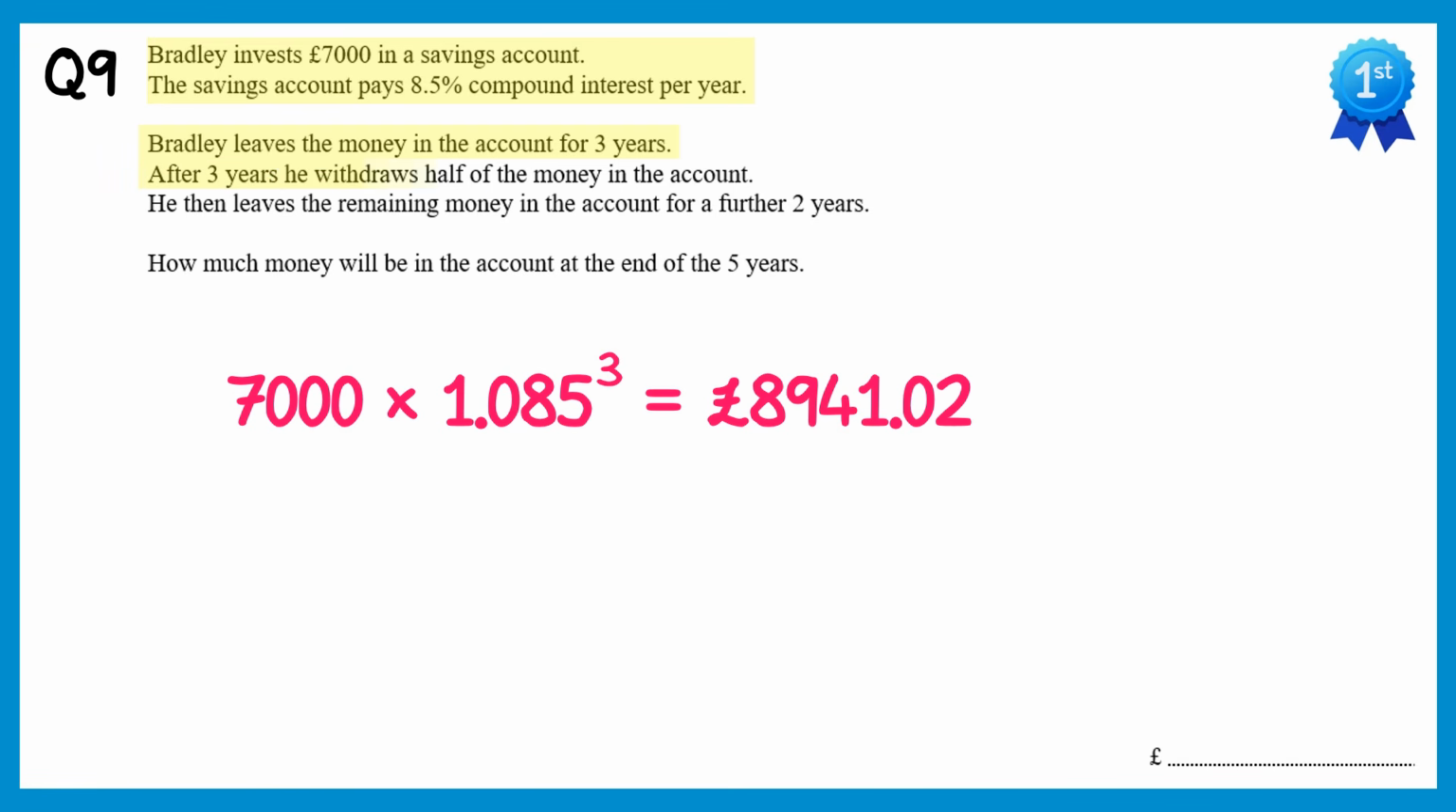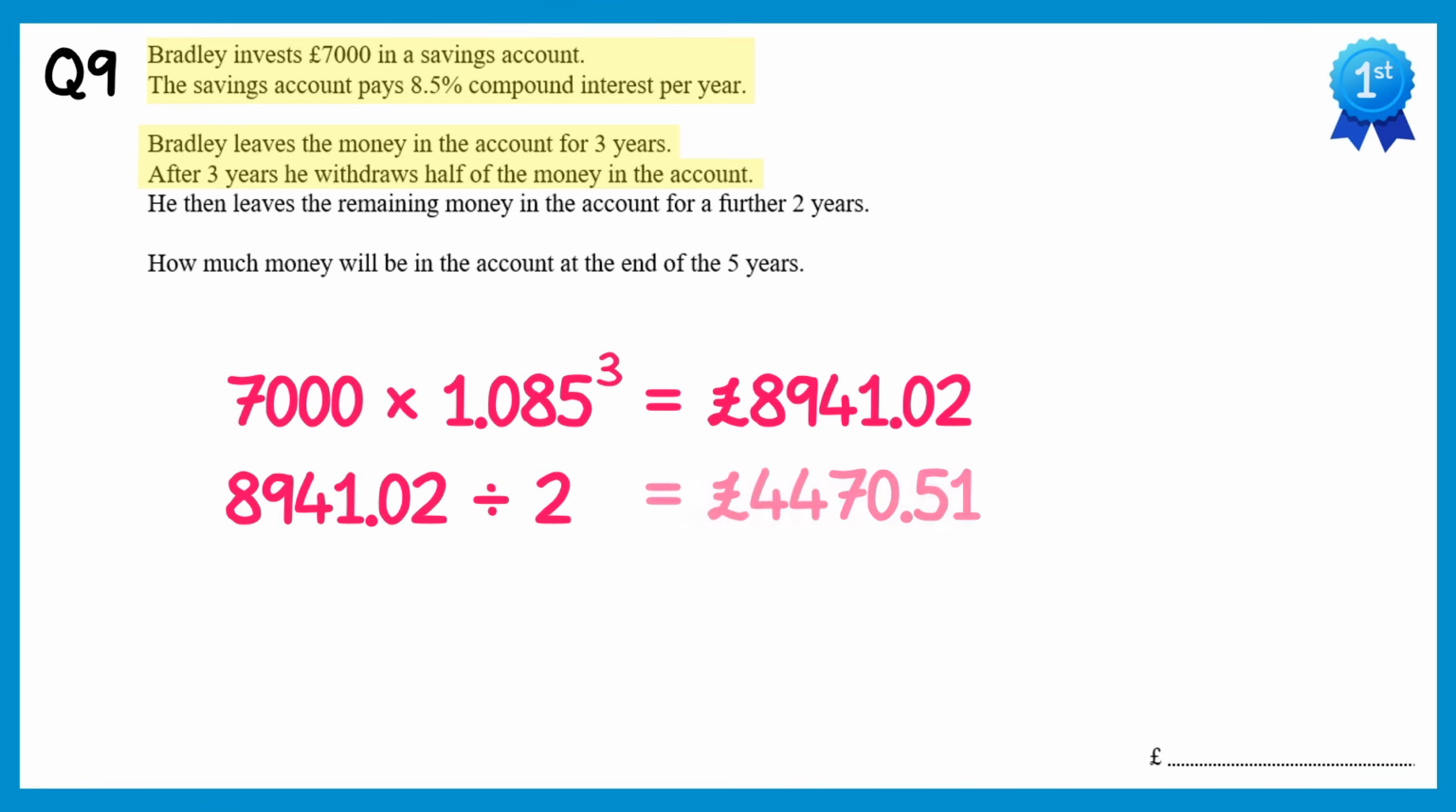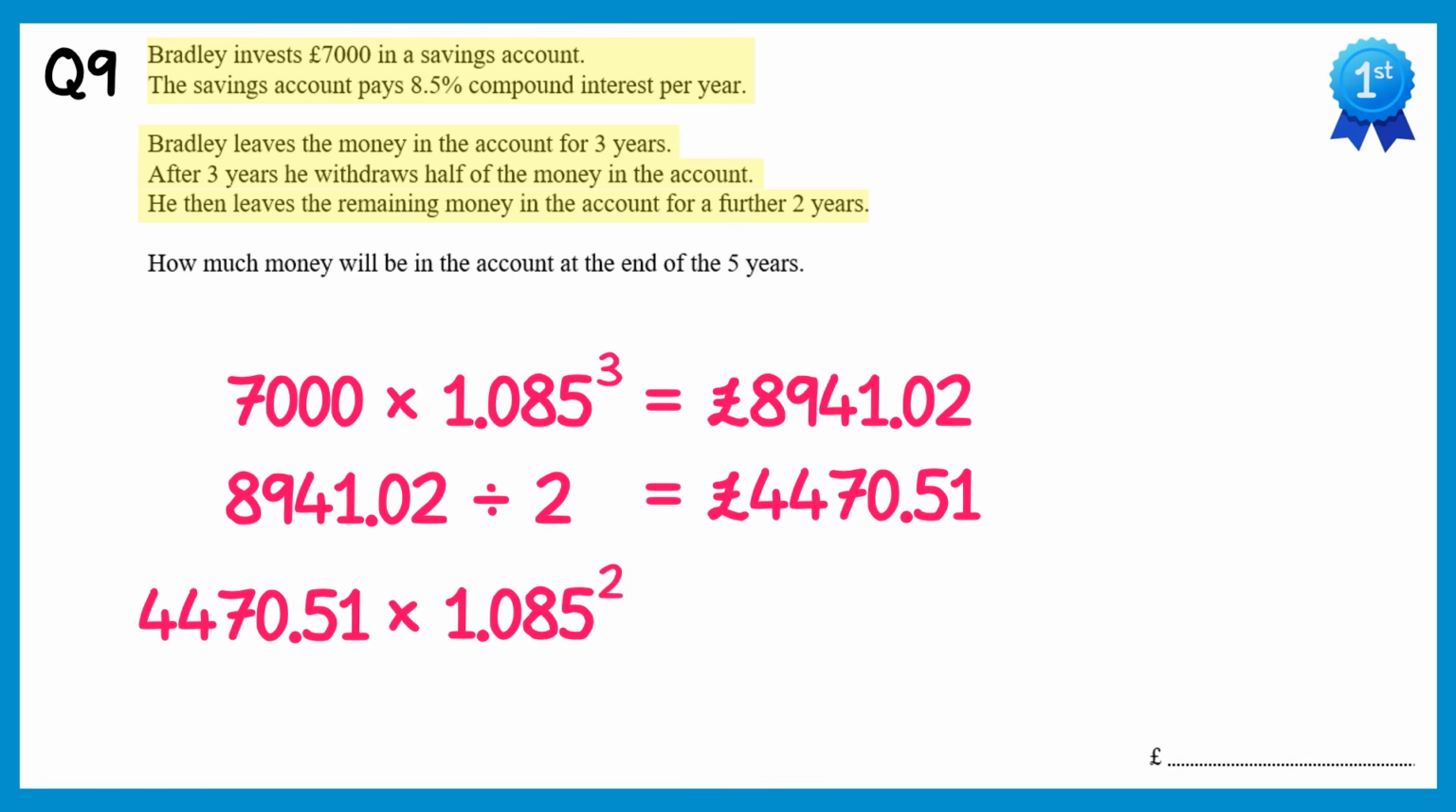The question then says that after 3 years he withdraws half of the money. So if we divide this by 2, we'll find out how much is left in the account, which is this much. He's then going to leave this money in the account for a further 2 years. So if we take this amount, the interest rate is going to be the same, so we still times by 1.085, but for 2 more years this time, so the power 2 instead of the power 3. Type this into your calculator and you'll get this as the answer. And it says how much is left in the account after 5 years, which is this amount here, so £5,262.80.